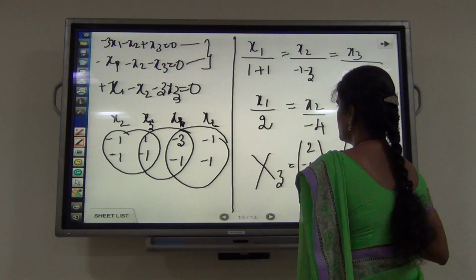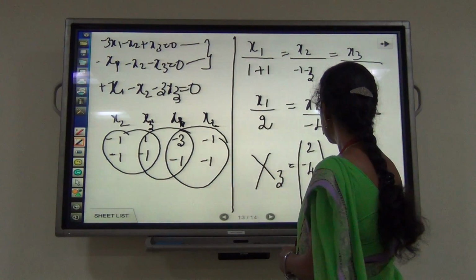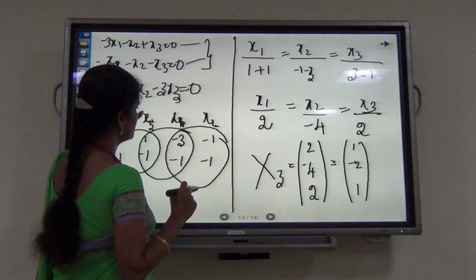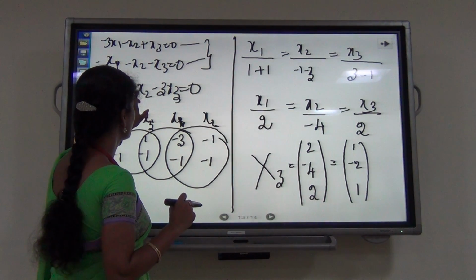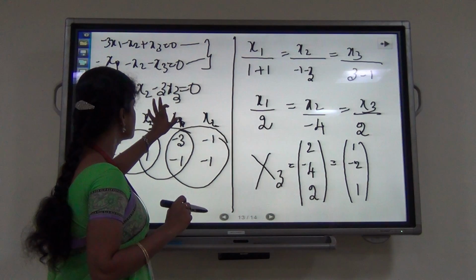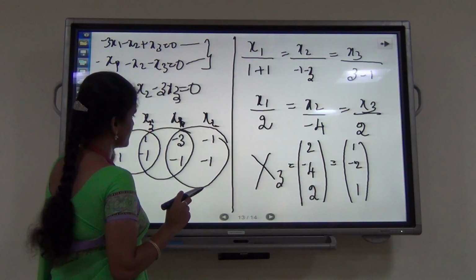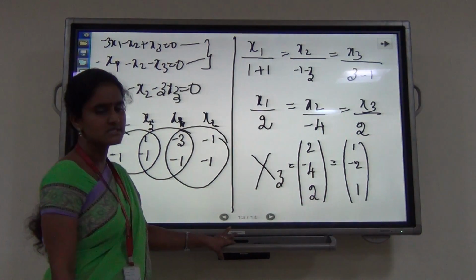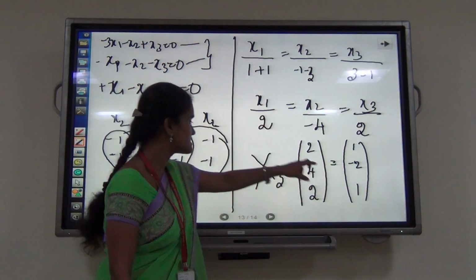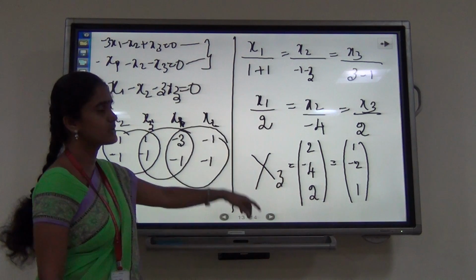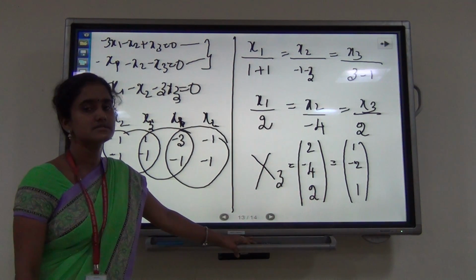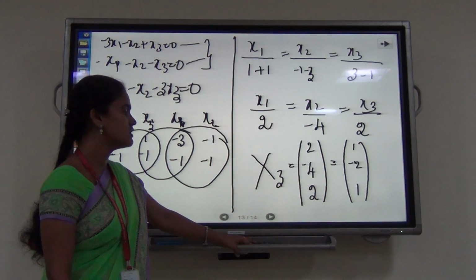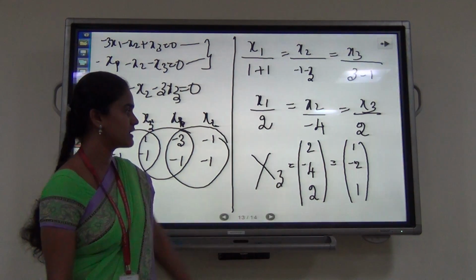If you just substitute in any of the equations, it should be satisfied. So 1 here, minus 2 will give you minus 3, minus 3, so it is plus 3 minus 3, which is going to be 0. So the eigenvector we found is right. You can substitute these values in any of the equations and check whether it is equal to 0 or not. You can also cross check the vectors. So x3 is 1, minus 2, 1.